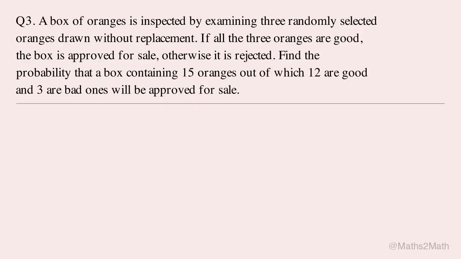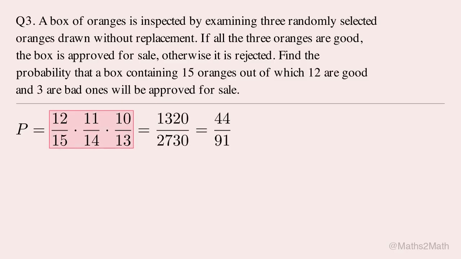Question 3. 3 good draws in a row approve the box. Chain the 3 conditional probabilities. Good on all 3 draws: 12/15, then 11/14, then 10/13, multiplying to 44/91.